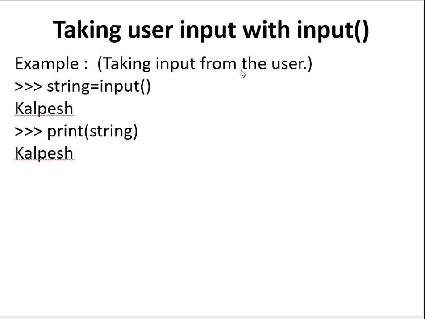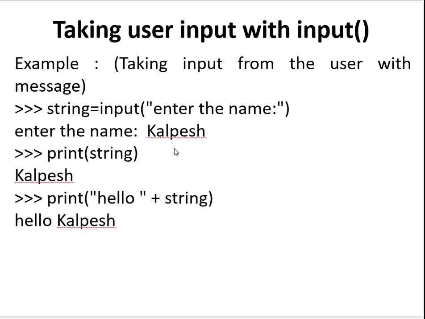Example of taking input from the user as a string: name = input(), then print(name), and the string variable is printed. Another example, taking input from the user with a message: name = input("Enter the name: "), then print(name), and print("Hello" + name) prints hello with the name.